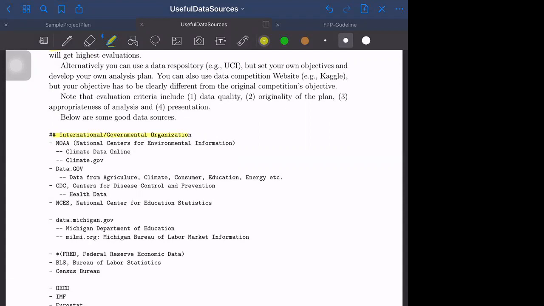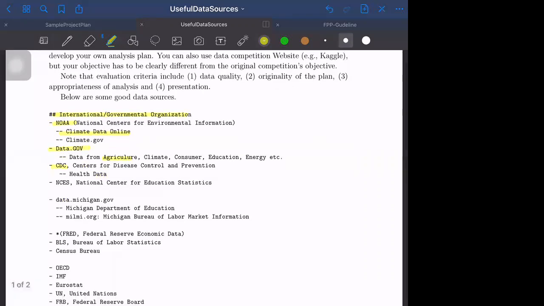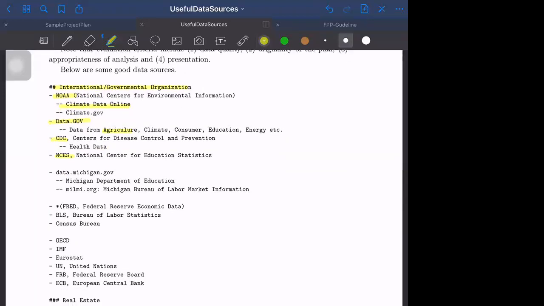some atmospheric data can be obtained on the National Centers for Environmental Information, NOAA website, or climate.gov or Climate Data Online. And also some other data sets from data.gov, some agricultural and some other things. And epidemiological data, medical data. You can get the data from the CDC website. And also some education data, NCES, the National Center for Education Statistics website.